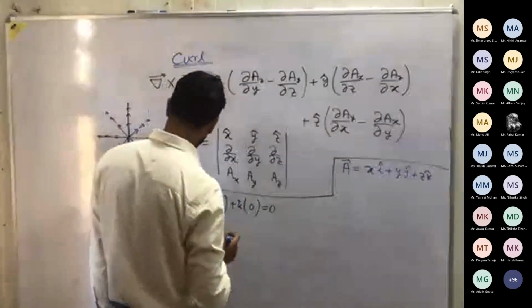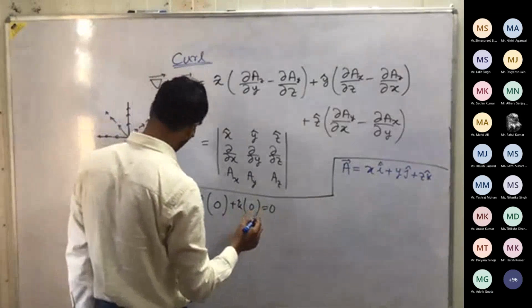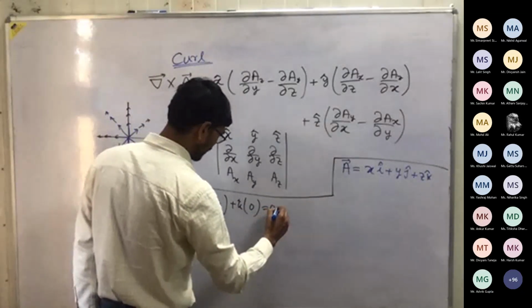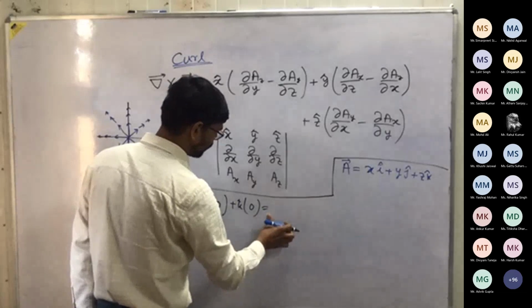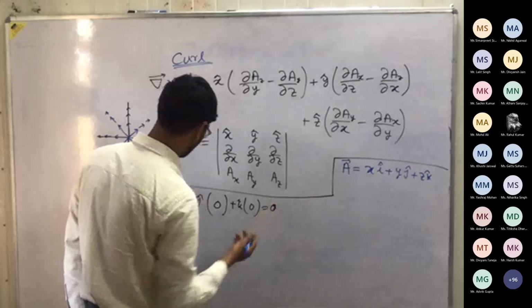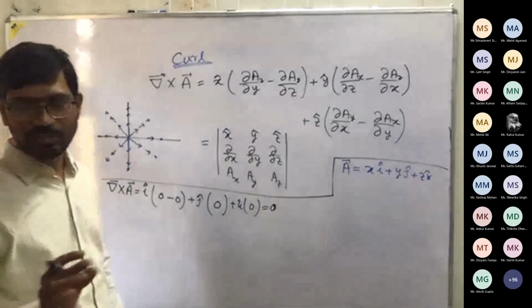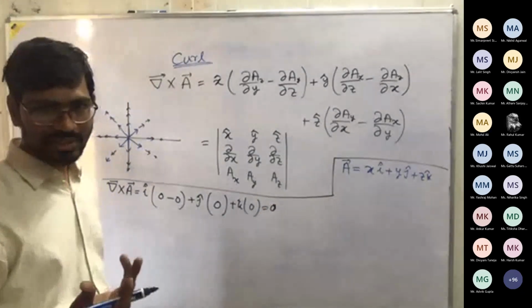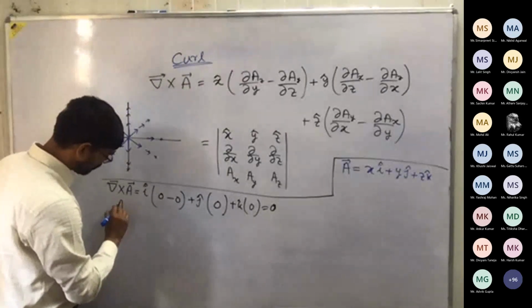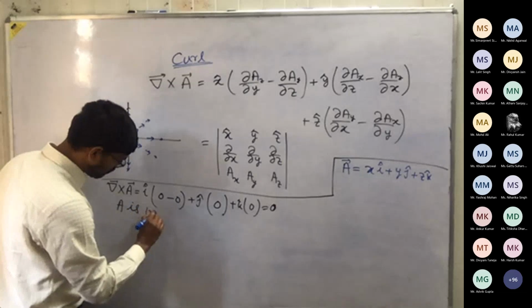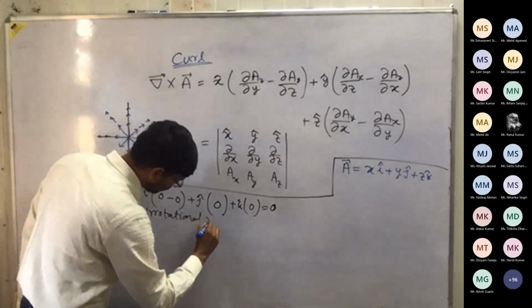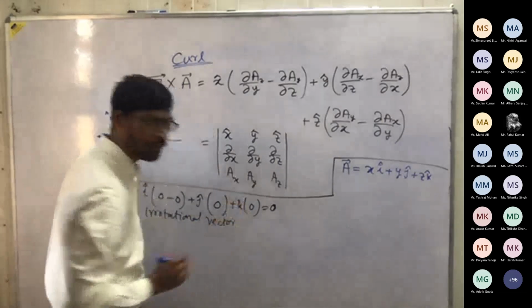So you can still write it as 0; basically it's the null vector. So the curl of A is 0, and so it is irrotational. Otherwise, A is a rotational vector.